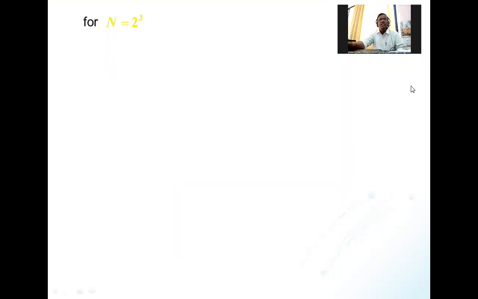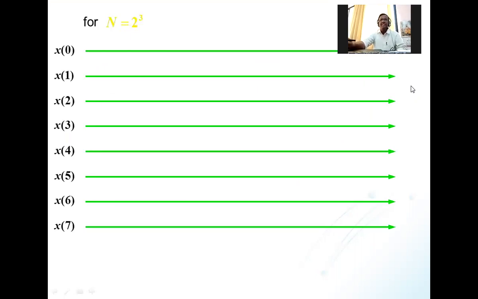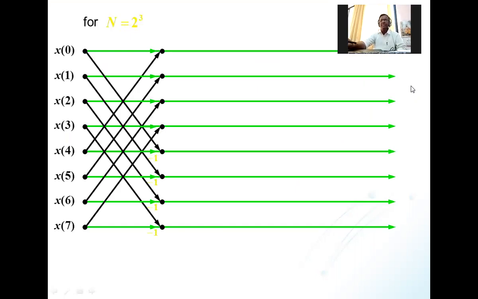Further, we will understand separately how we are going to calculate with stage-wise computation. As we have seen in the DIT FFT, we have computation in 2-point, 4-point and 8-point.